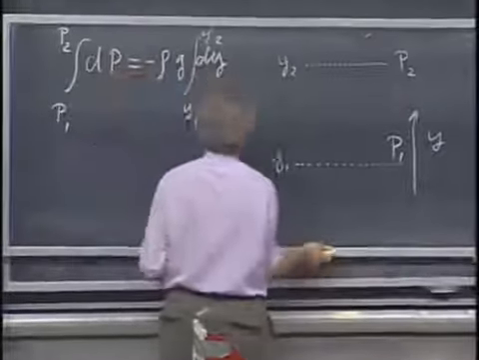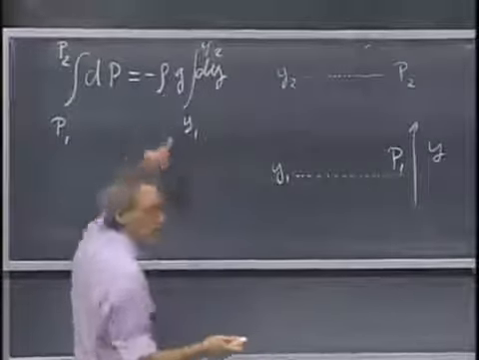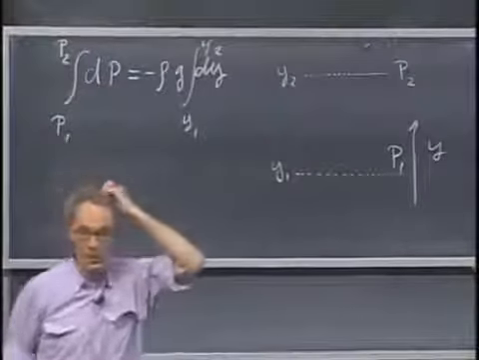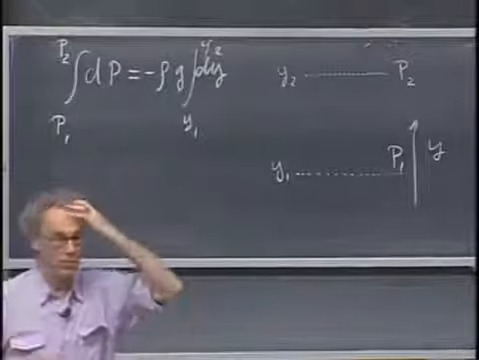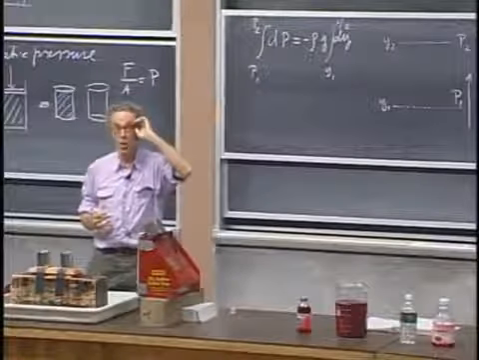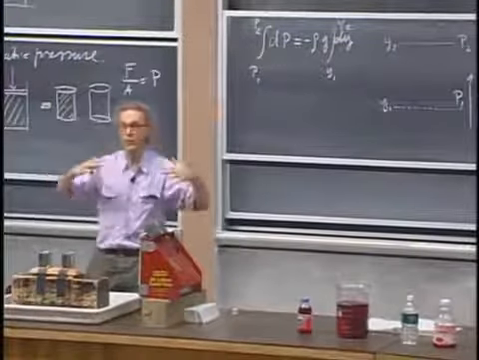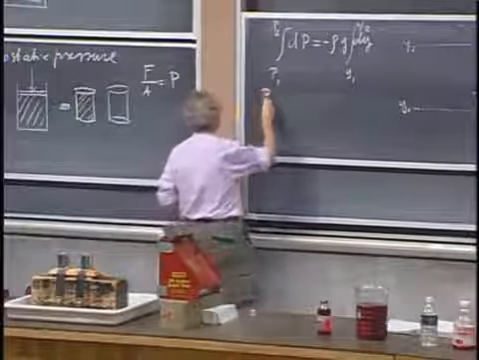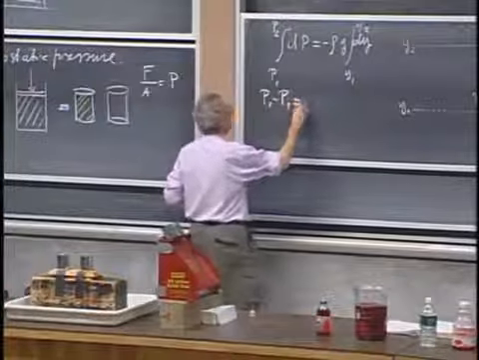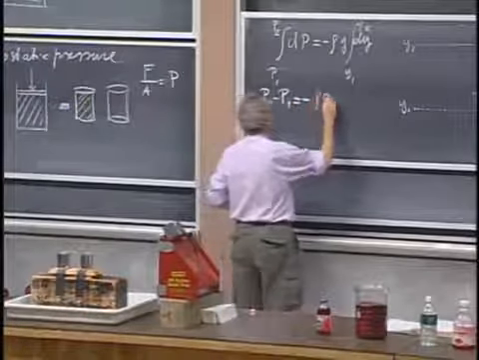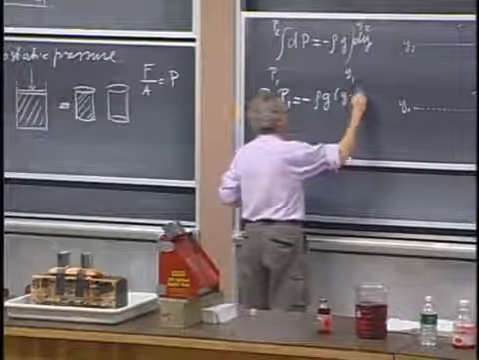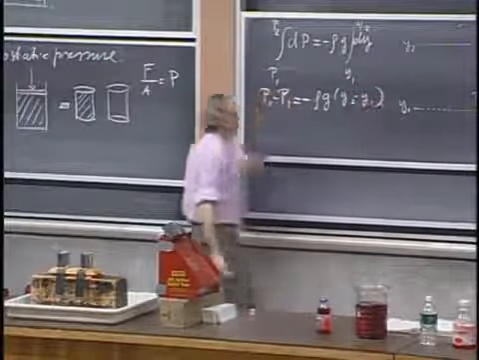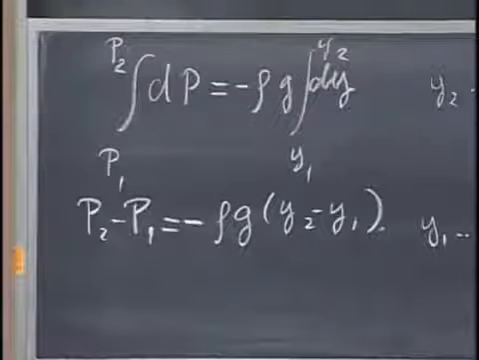So that's now a trivial integral because rho is constant. Rho is not a function of y. With the atmosphere of the Earth, that's more difficult because rho is a function of altitude, but not with liquids. And so we get that P2 minus P1 equals minus rho g times y2 minus y1. And this is called Pascal's law.